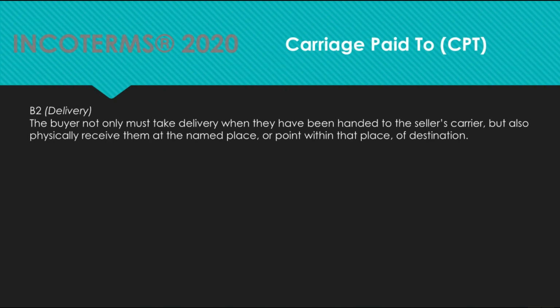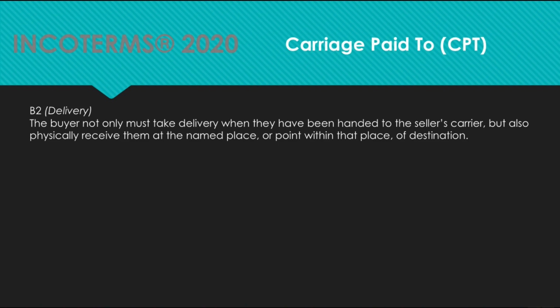B2. Delivery. The buyer not only must take delivery when they have been handed to the seller's carrier, but also physically receive them at the named place or point within that place of destination. Please keep in mind that in case the buyer refuses to take delivery physically when they are in the destination point, all charges related to returning the products home and demurrage and whatever costs that can emerge from this failure or hesitation will be on the seller.